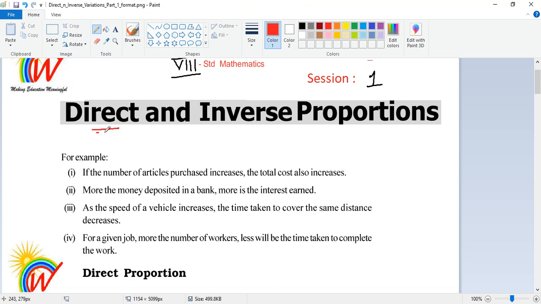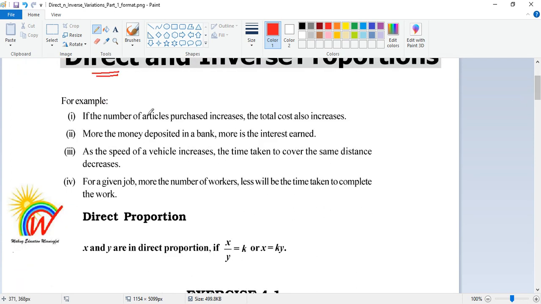Okay. When it's the other way around, you do more of it and the result is less, it's the inverse. That's called inverse proportion. So let me explain it with examples. Now you see here, it says if the number of articles purchased increases, the total cost also increases. See, now you're buying more things, you have to pay more, right? The cost also is more. So both are increasing together. So this comes under direct proportion.